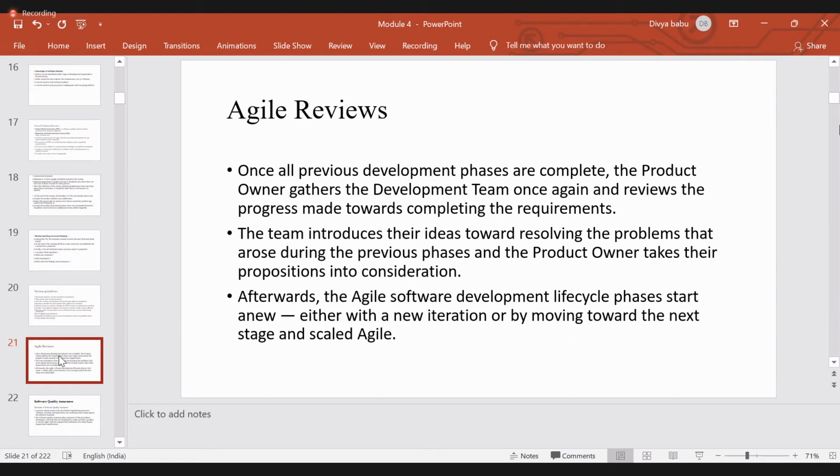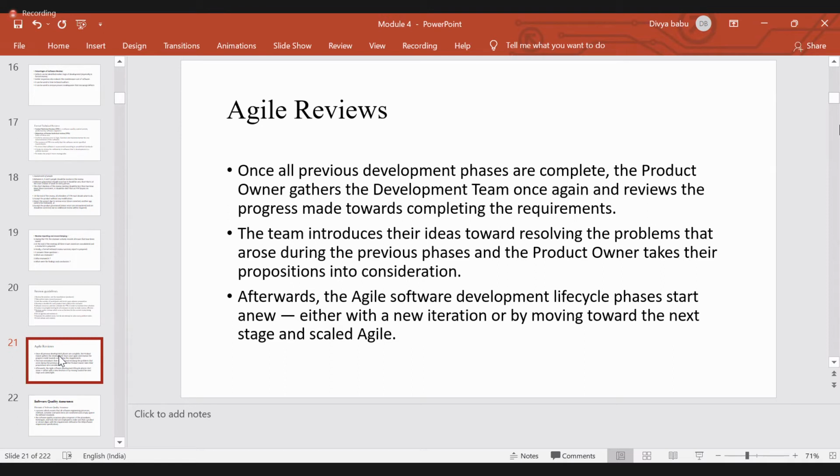Once all the previous development phases are complete, the product owner gathers the development team once again and they review the progress. How you conduct the formal technical review in an agile meet is the same as in prescriptive, but the number of times you conduct the review meet is more on the agile platform. Mainly they check against the customer requirements, because customer requirements are frequently changing.